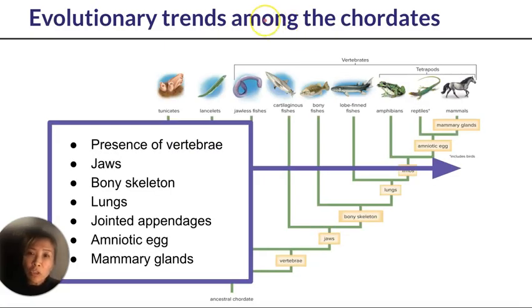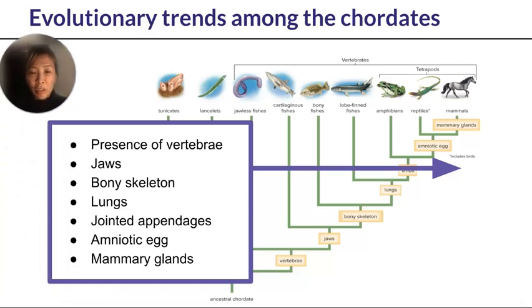Some of the evolutionary trends that we'll see among the chordates is the presence of a vertebrate, right? So we said that can be either cartilage or bone. We'll start seeing the development of the jaw, and then we'll start seeing the development of a bony skeleton. And as we move from water to land, you'll start seeing the development of lungs as well as appendages, jointed appendages. And then we'll start seeing an adaptation to moving from water to land, the embryonic eggs, and then finally the mammary glands.